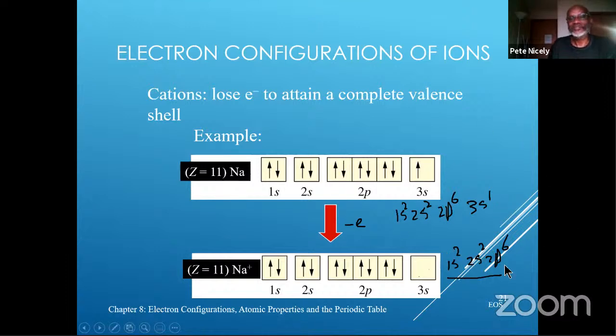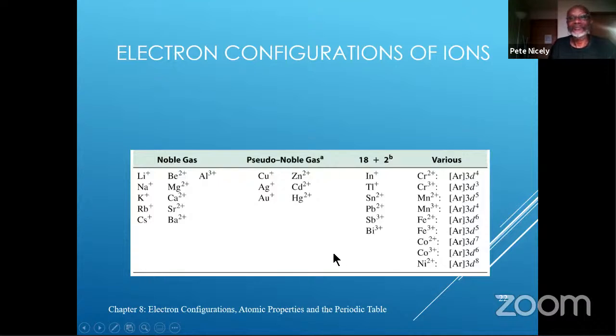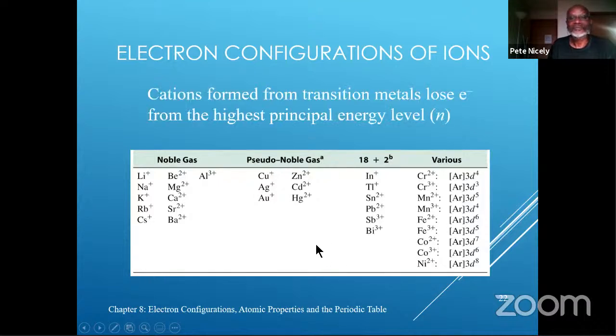Now, what I just described here is in the case of, as I said before, an A group element. Now, things are a bit tricky when it comes to the transition elements. Let me see here, what example am I going to use? Let me use iron 2+. Okay, so I'm going to use Fe2+ as an example, right?